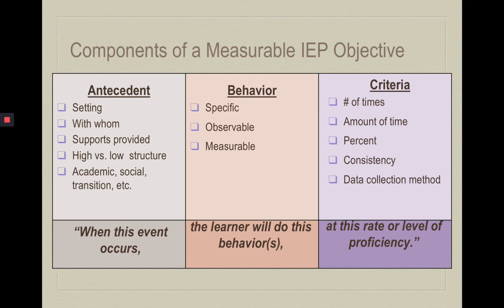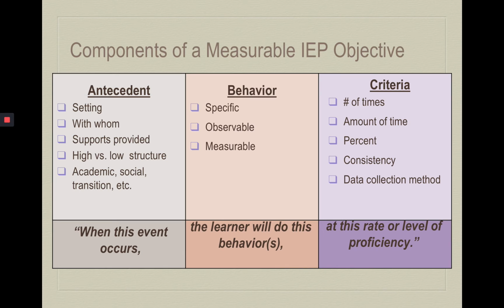So what is the condition in which you want to elicit this behavior, right? Or what is the setting in which the skill or the behavior needs to be performed, right? So the antecedent could be a setting, right? Like during independent work time, student will, and so forth. It could be with a particular person, right? Or particular group of people. So when approached by a familiar classmate, student will blank.